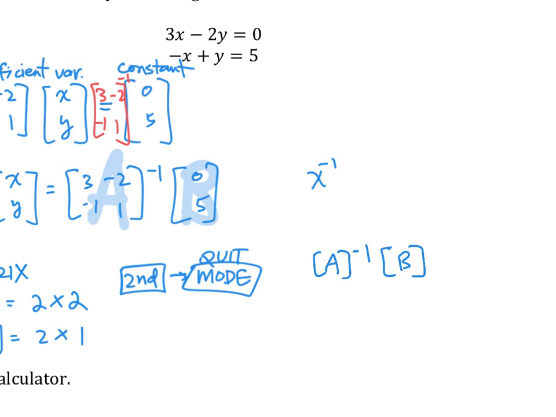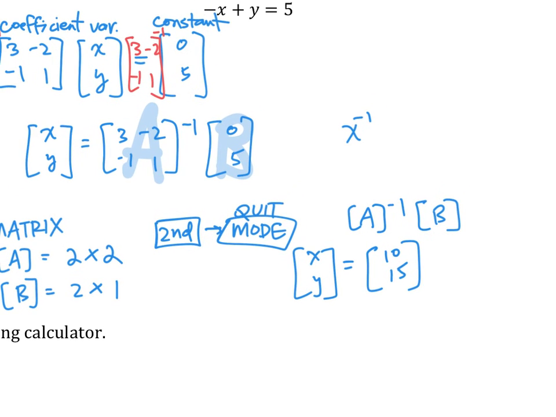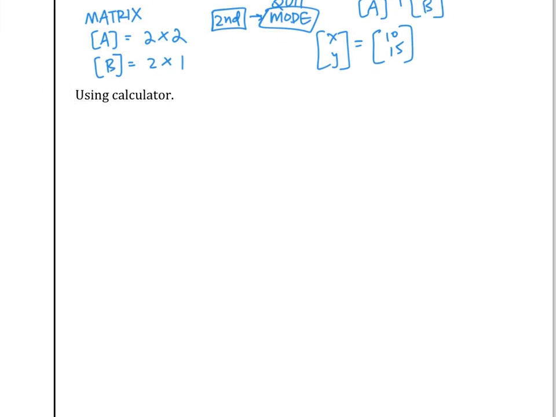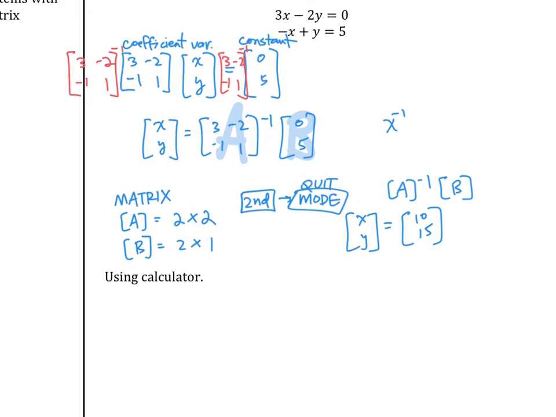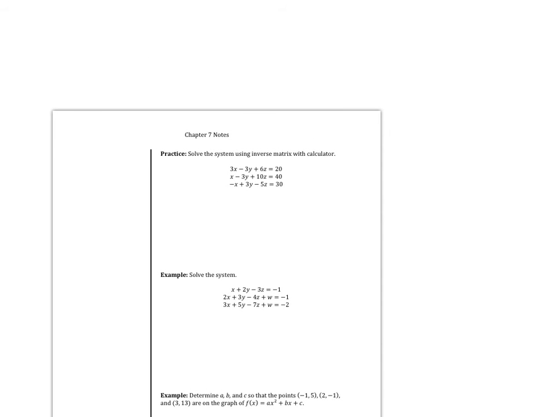This tells the calculator to calculate A inverse times B. And when you do that, the answer is 10, 15. So that means x is 10, y is 15. All right. We only did a 2 by 2 on the calculator, so let's do a larger matrix.